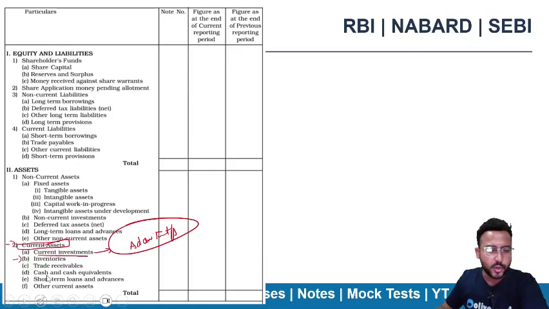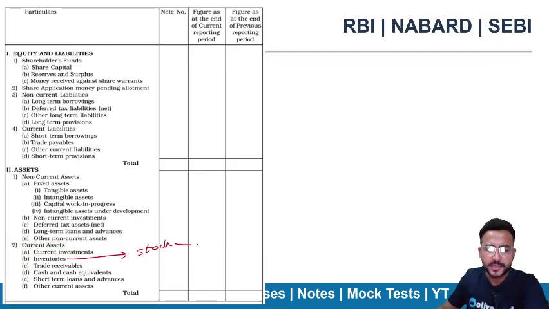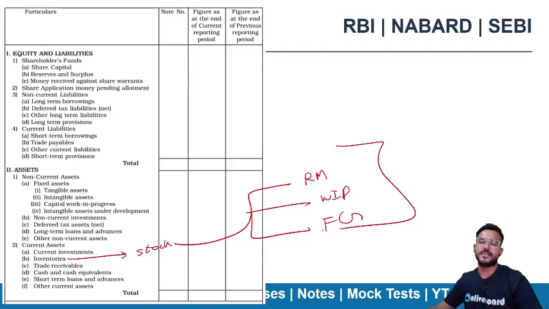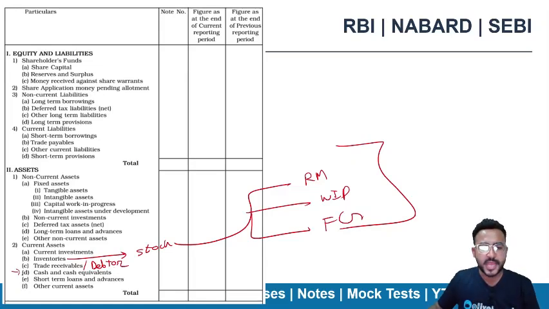Inventories, we also call inventories stock, right? There can be three types of inventories. First is raw material, then work in progress, and finished goods. We already discussed each and everything in Accounting Standard 2. That is inventories, right? Then we have trade receivables. Trade receivables we also call debtors.